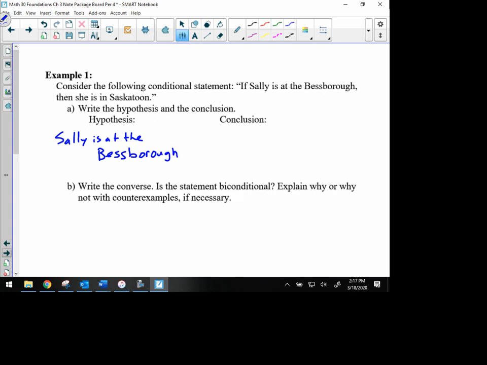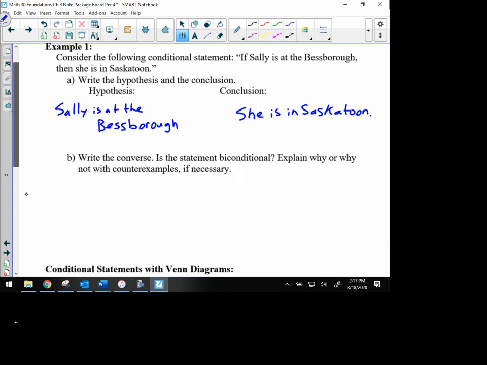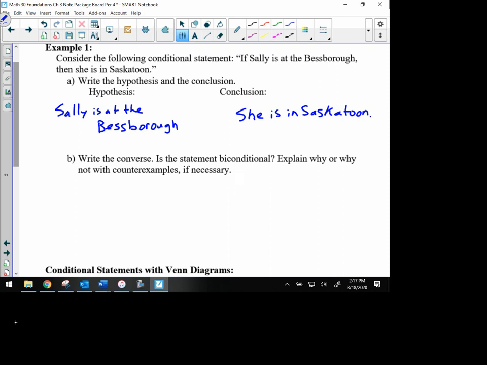Then the conclusion is the last part of the statement, after the then. She is in Saskatoon. So identifying the different pieces of that statement is important, partially because then we can write the converse. So the next part of the question says, what's the converse, or write the converse statement. So the conditional statement is given to us here at the top.